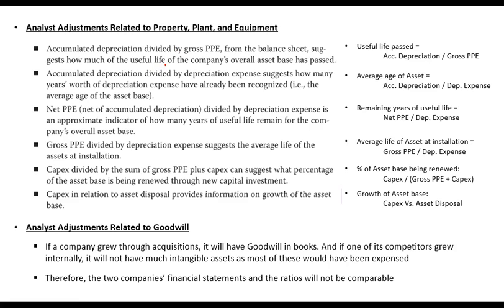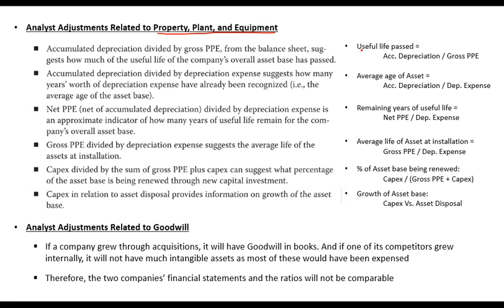When you are making adjustments, you may need to calculate some ratios. For example, when you are making adjustments related to property, plant and equipment, you may need to compare the useful life, the remaining life, and the percentage of renewal. And how do you do this? For that you calculate ratios, which again is financial statement analysis.